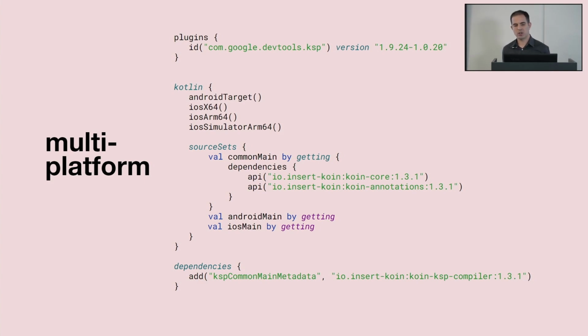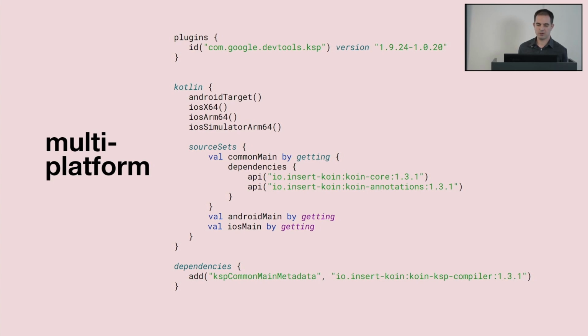The plugins block is the very same as the previous one. You have to include the KSP plugin, and we did, with this interesting versioning. And then, as with all Kotlin multi-platform projects, you have to add your targets and your source sets. In any of your source sets, you have to include the runtime part of the processor. For example, here I had Koin annotations for the common source sets.